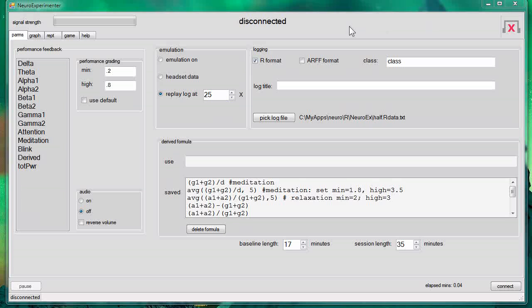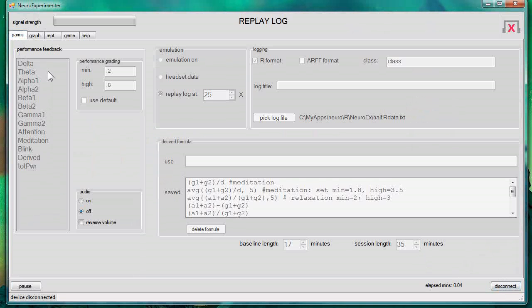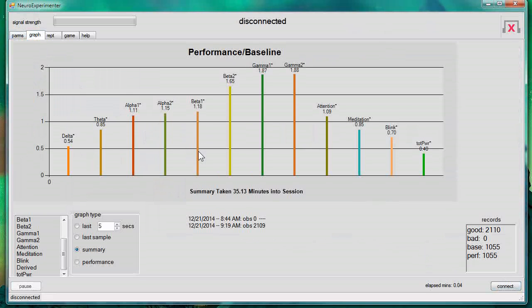Now I'm going to pass the log through the software at a high speed, 25 times its normal speed, to show you the reports that you can get at the end of the session. Here's the graph page, and we're looking at what is called the summary report. This report shows ratios of the performance versus the baseline for each frequency.